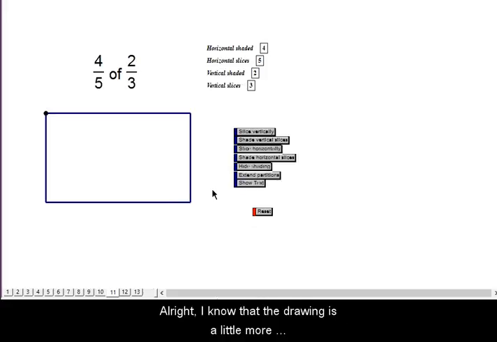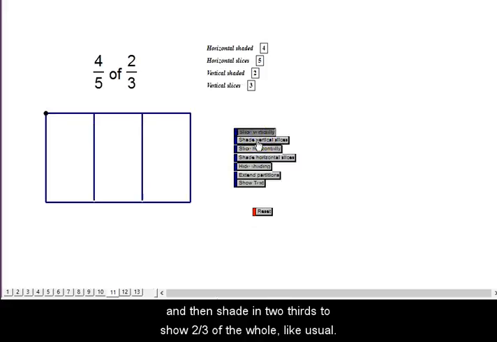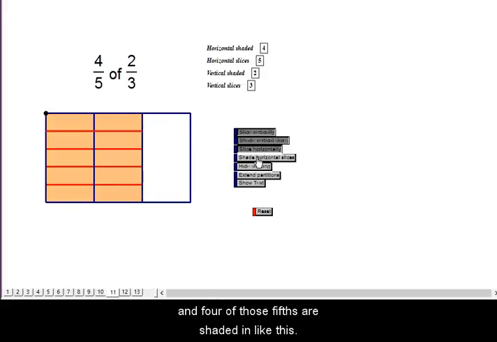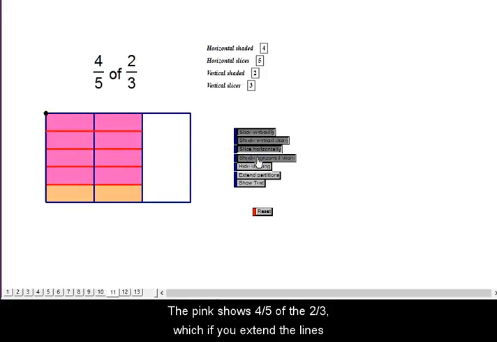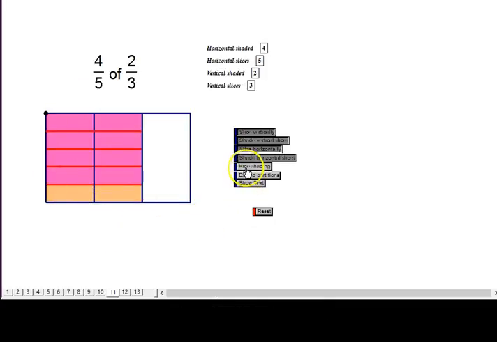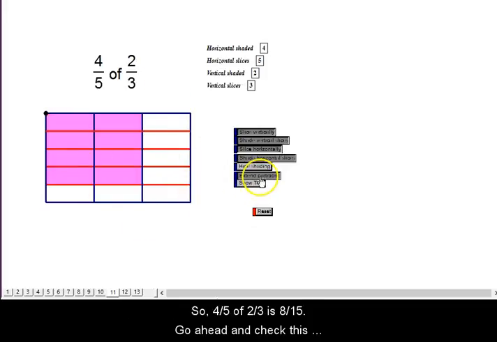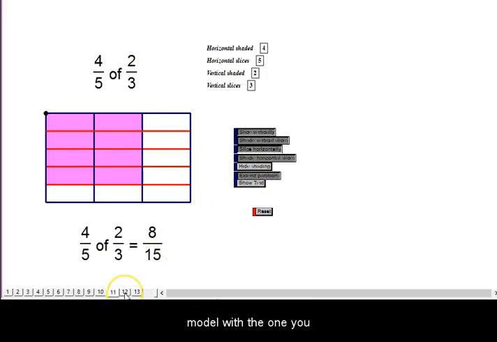All right, I know the drawing is a little more complex than in the beginning examples, so let's talk about it. To start, you can split the whole into thirds and then shade in 2/3 to show 2/3 of the whole like usual. From there, that area is split into fifths, and 4 of those fifths are shaded in like this. The pink shows 4/5 of the 2/3, which, if you extend the lines all the way across, is 8/15 of the entire whole. So 4/5 of 2/3 is 8/15. Go ahead and check this model with the one that you drew and see if they match.